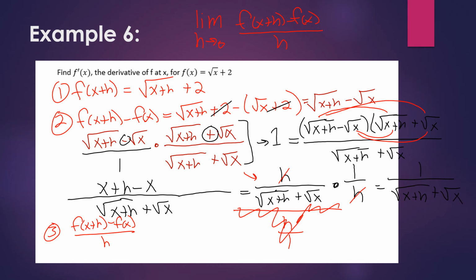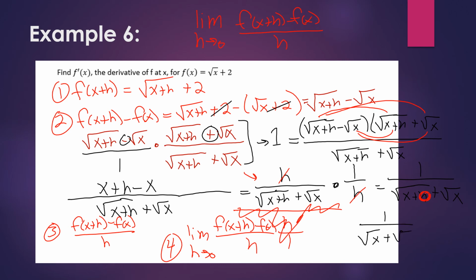x. And then for step 4, which is really finding a place where this is difficult, we're going to take the limit as h goes to 0 of f of x plus h minus f of x all over h. So over here, wherever I have an h, this is going to become 0. So I get 1 over the square root of x plus the square root of x, which gives me the final answer of 1 over 2 square root of x.